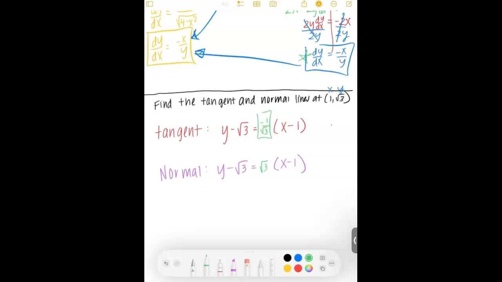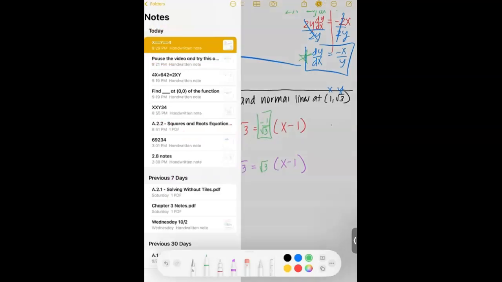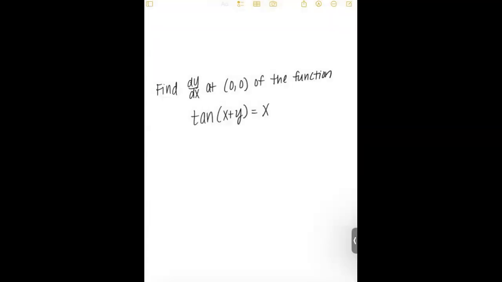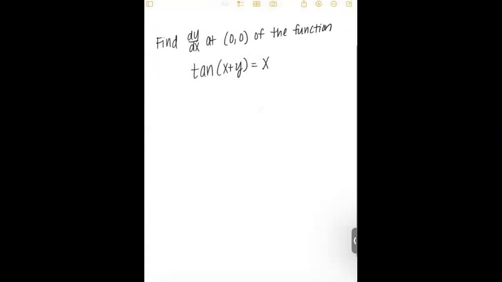Alright, next up we have a trickier one, but not too tricky. We want to find the derivative at 0, 0 of the function here. So notice we don't need the tangent line this time, we just want to know what the slope is at 0, 0. Well, tangent of x plus y equals x is our function, and we want to derive both sides. And so we have a chain rule here.